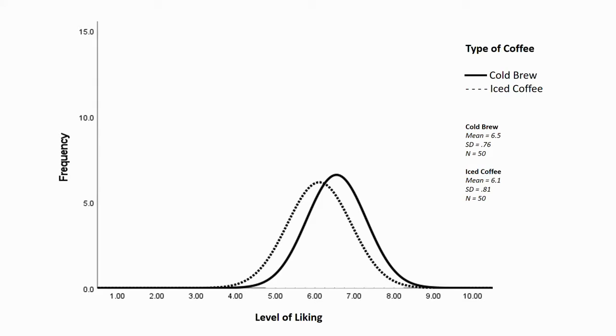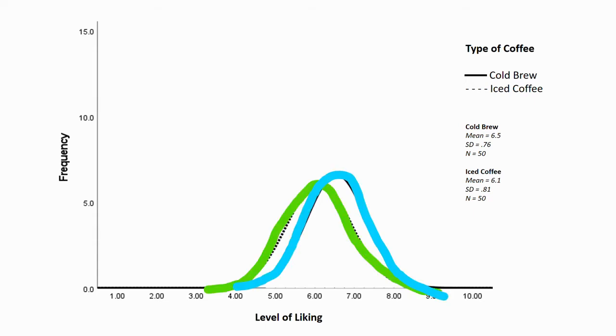This graph has the frequency of a certain liking score on the y-axis and the level of liking on the x-axis, which ranges from 1 to 10. We can see that these frequencies form distributions for the cold brew group and the iced coffee group. We know from Charlie's analyses that they are normally distributed. The results from this survey show an average liking score of 6.5 for the cold brew group and an average liking score of 6.1 for the iced coffee group.